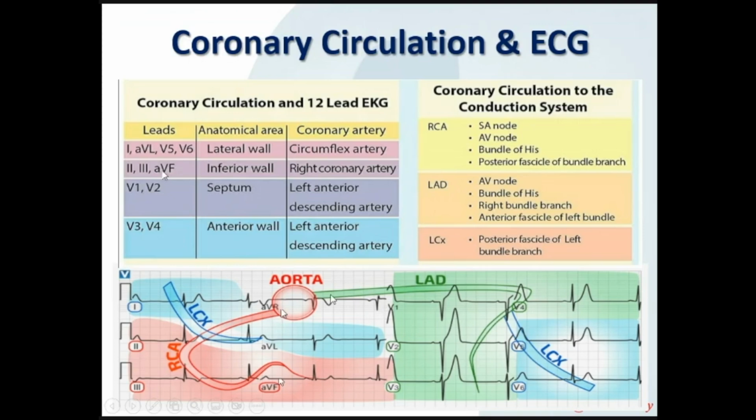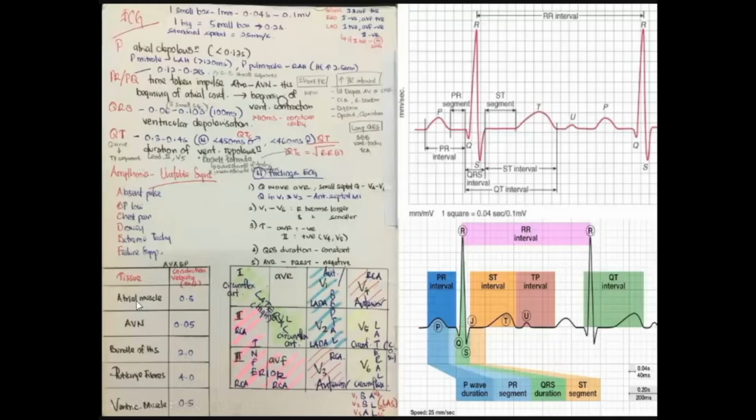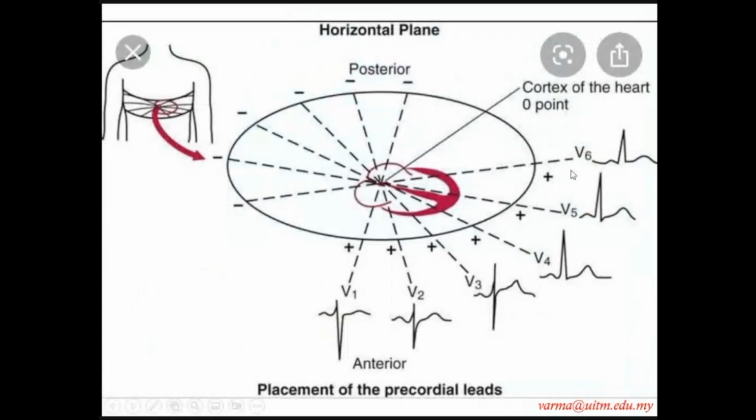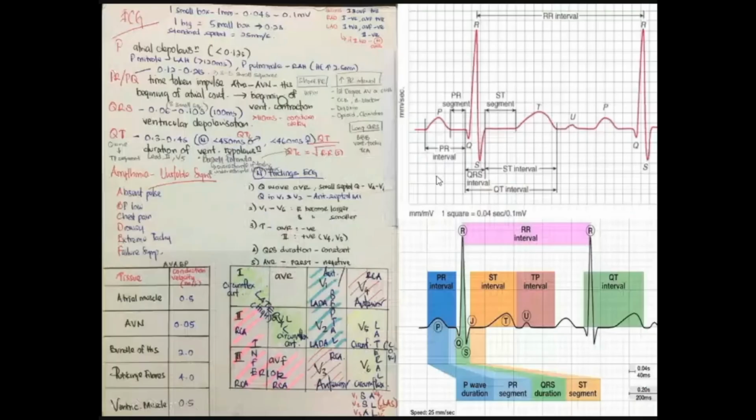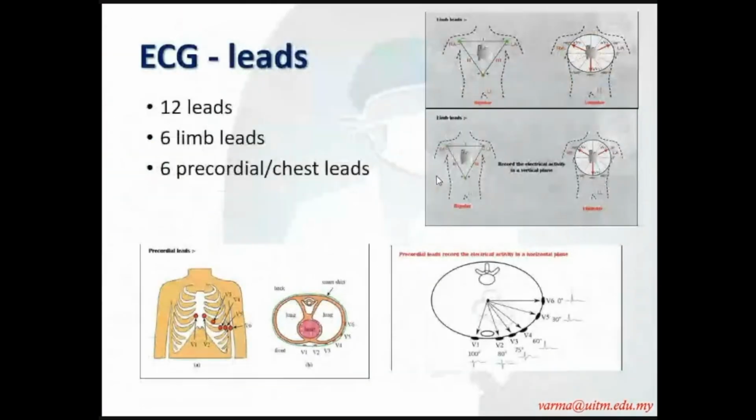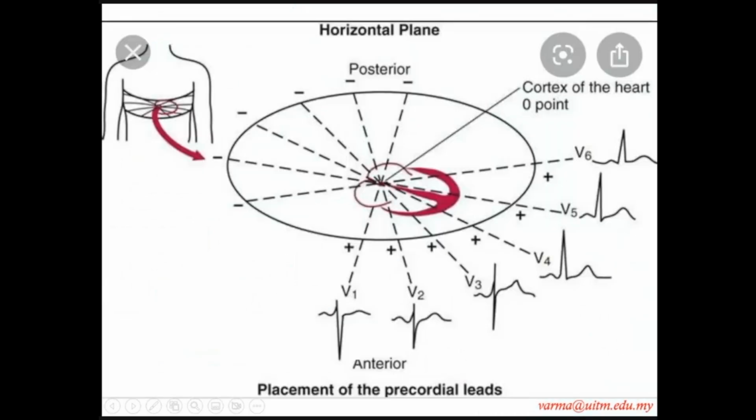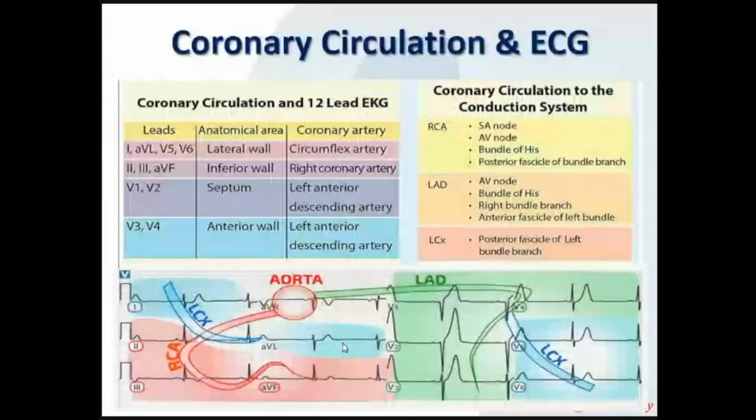Next, we talk about the LAD. The LAD supplies your septum and mostly your anterior wall, so you get V1 to V4 abnormalities. When you have ST elevation in V1 to V4, it is the left anterior descending. Your circumflex supplies V5, V6 and lead 1. V5 and V6 correspond to the lateral part of the heart, as I mentioned. So lead 1 and V5, V6, the lateral part of the heart, are supplied by the left circumflex. When you have an abnormality in V5, V6, lead 1 and AVL, all these correspond to the left circumflex artery region, the lateral wall MI.